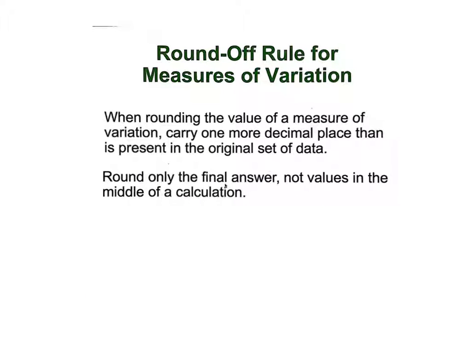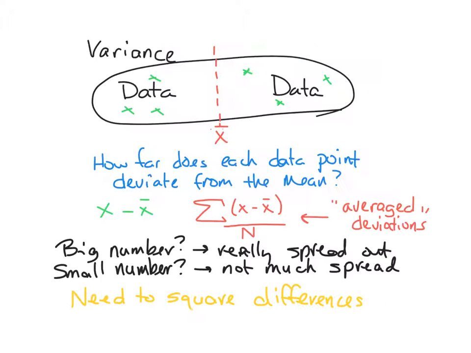Round off rules: we're going to round off one more decimal place than what's in our data. So if our data, like the last problem, had no decimals, we would go 1 decimal place past that. And we're only going to round in the final answer. Don't ever start rounding in the middle, because if you round in the middle of your calculation, it's going to throw off your final answer also.